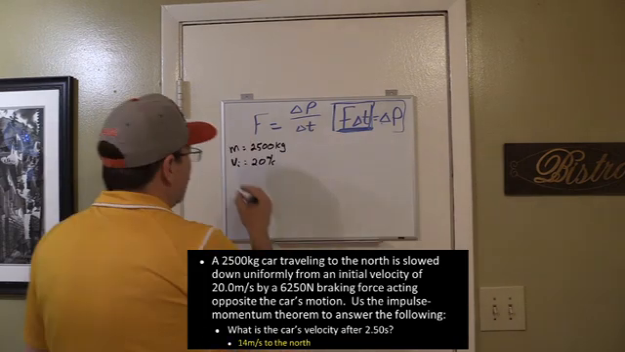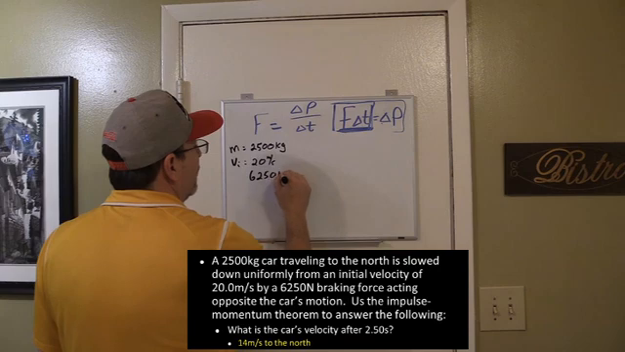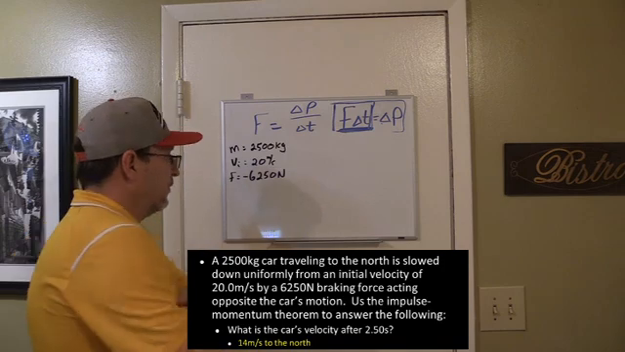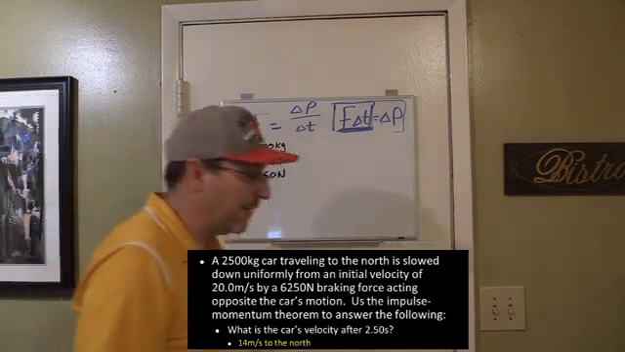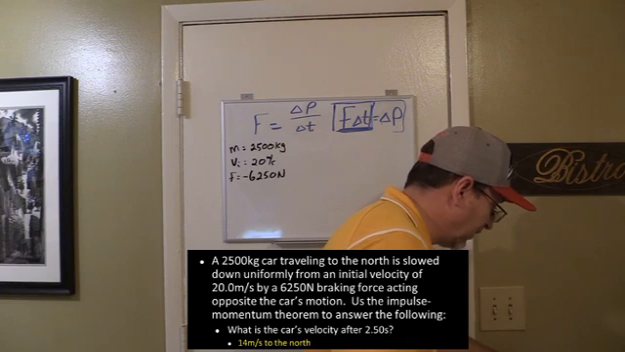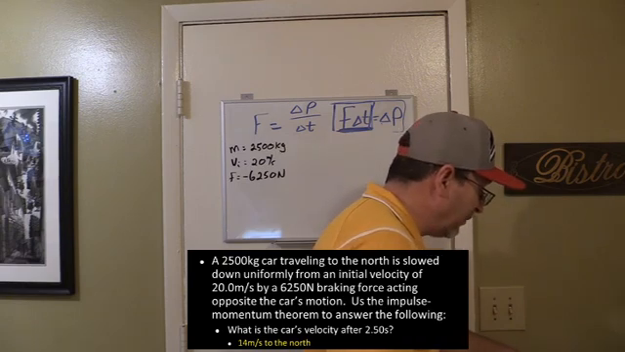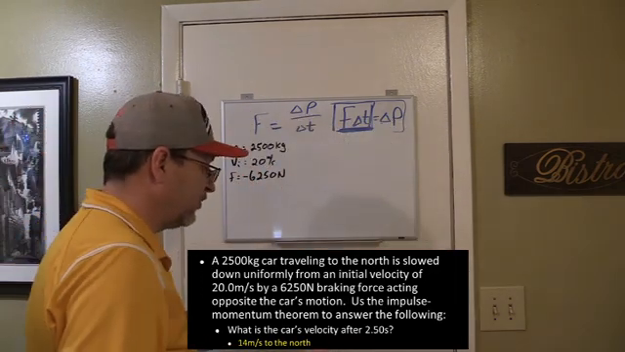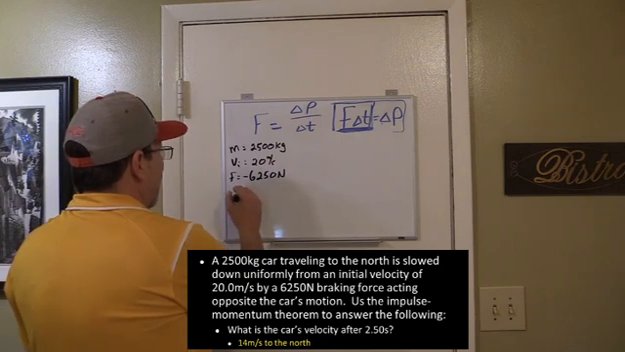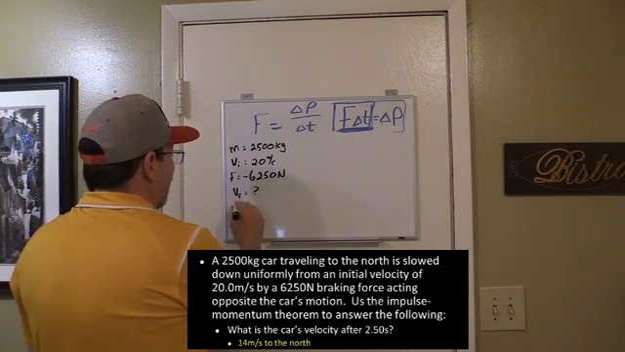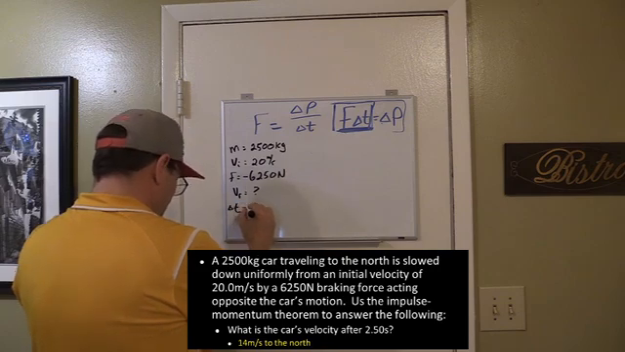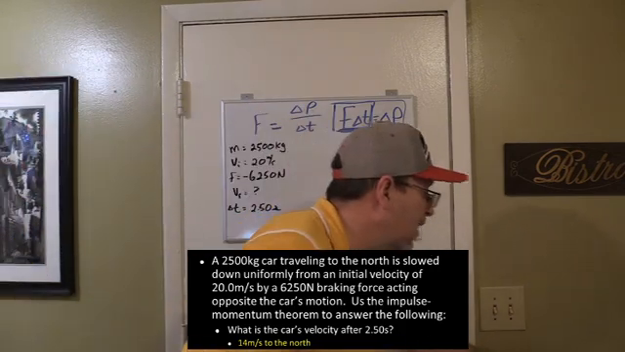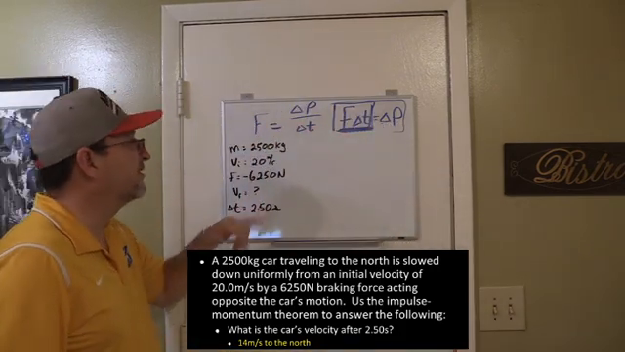By 6,250 newton braking force. It's negative because it's working in the opposite direction of the motion. Use the impulse momentum theorem to answer the following. What is the car's velocity after 2.5 seconds? So I need my final velocity, and my change in time is 2.5 seconds. I need to find what my final velocity is going to be.